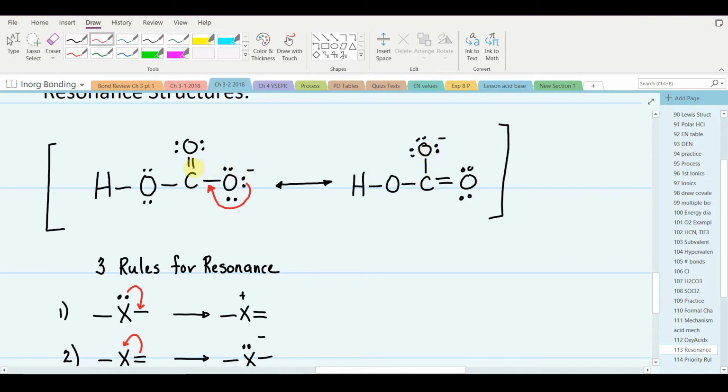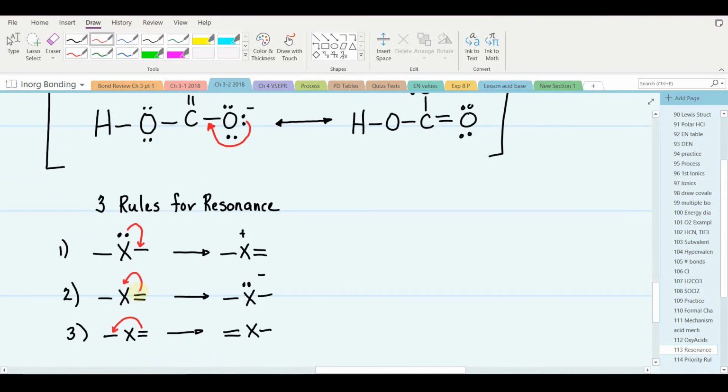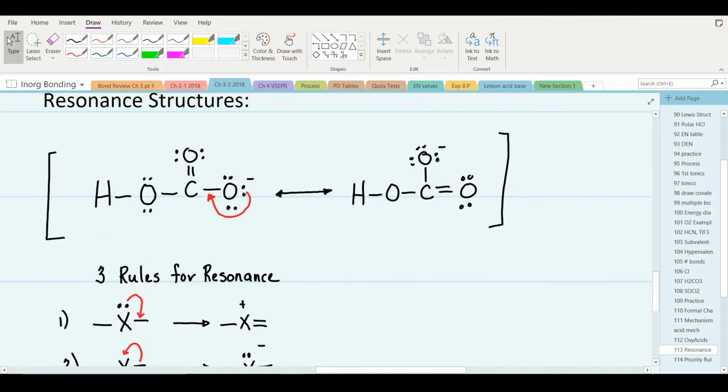So what happens to bring about this change? Wouldn't that be rule number 2? Notice a pi bond flips up, becomes a non-bonded pair of electrons. So here, at the same time as rule number 1 is occurring, rule number 2 is occurring. And that'll give us a second structure.